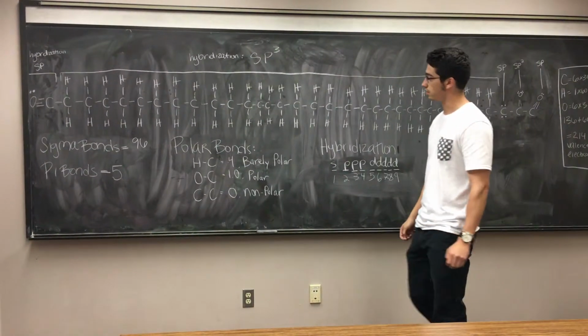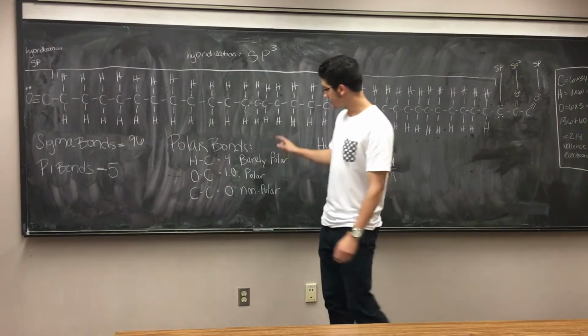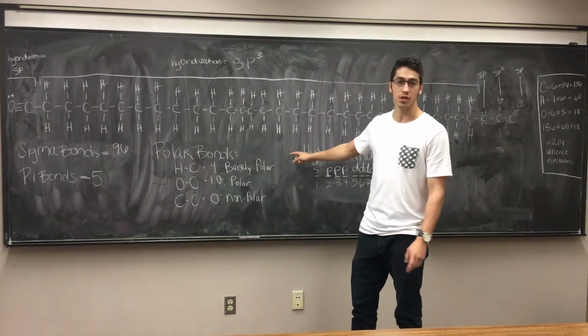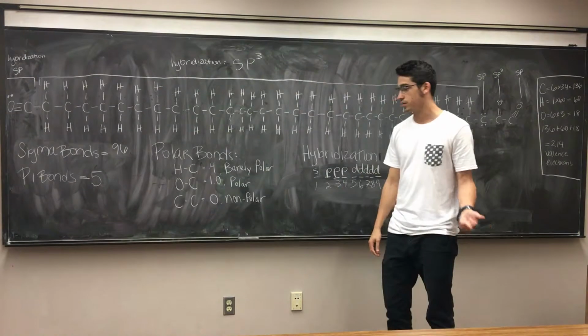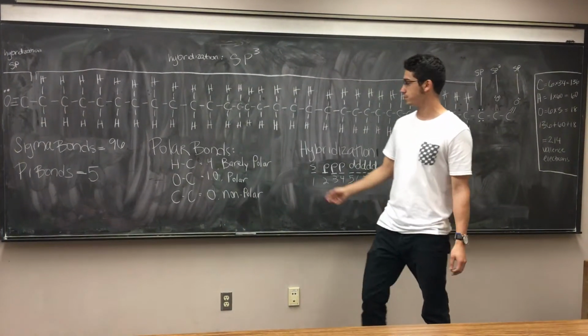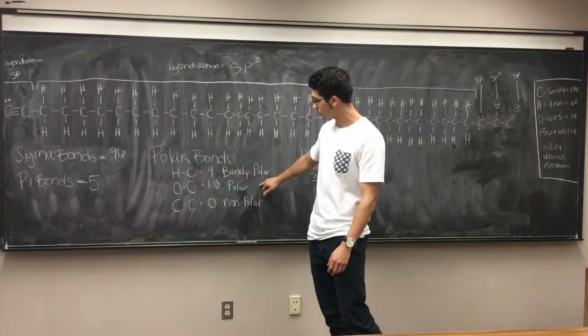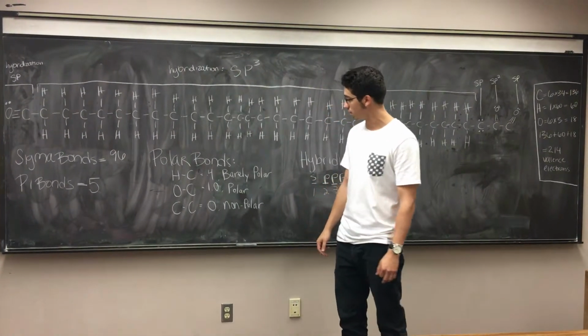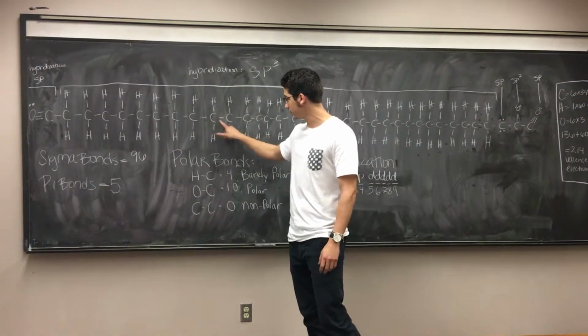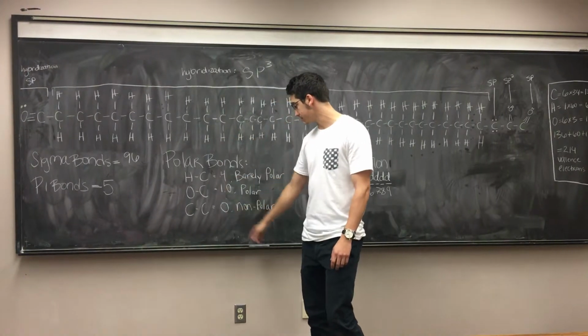When it comes to the polarity of the bonds, this is kind of how we broke it down. Between the hydrogen and the carbon, they came out to be 0.4, which on the scale is barely polar. Oxygen carbon came out to be 1, which is polar. And then when carbon and carbon bind to itself, like right here, we got 0, which would be not polar.